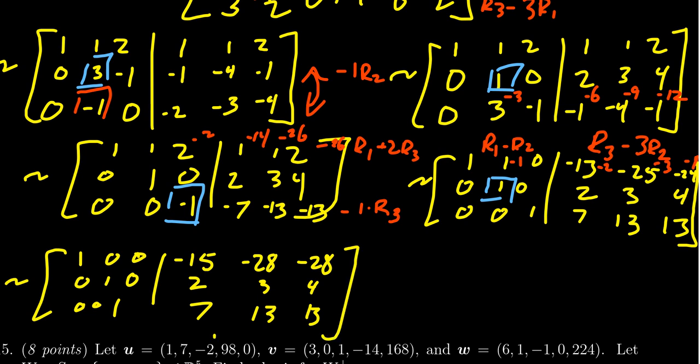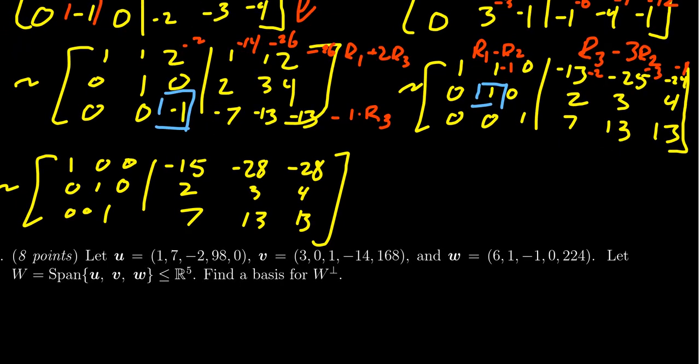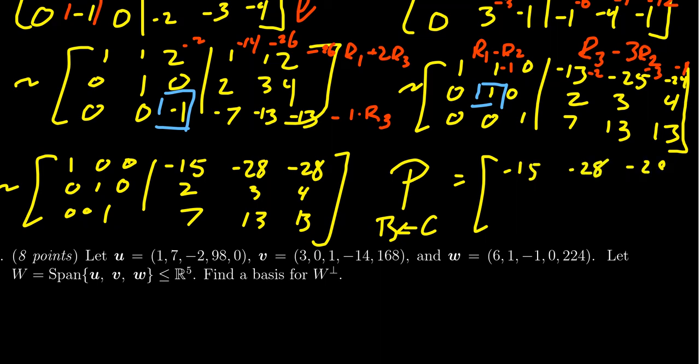Now, this matrix right here is the change of basis matrix, but don't leave that up for me to guess. You should be specific about it. So the change of basis matrix that we changed to B from C, this is the matrix: negative 15, negative 28, negative 28, 2, 3, and 4, and then 7, 13, and 13. So that's the first part of the problem.